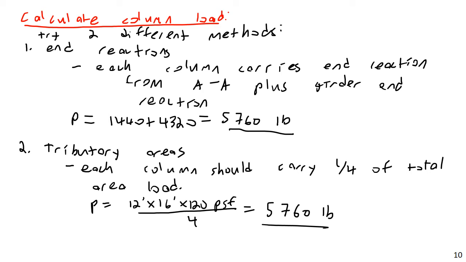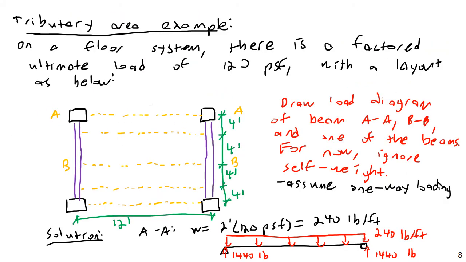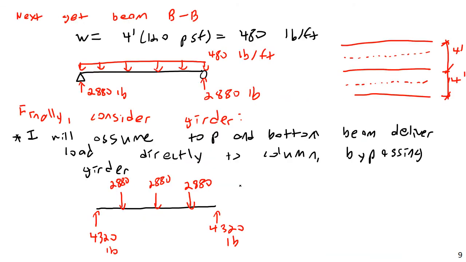So you could actually design your columns like this as well. You don't actually have to calculate the end reactions in order to calculate your column loads. Rather, you could just say, okay, this column is going to carry all the live load from the boundaries between the columns. So you could basically use a tributary approach just like what we did with beams. You could say this region here would be carried by this column. This region here would be carried by this column. You can use a tributary area approach.